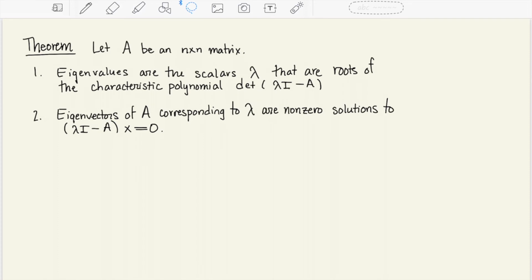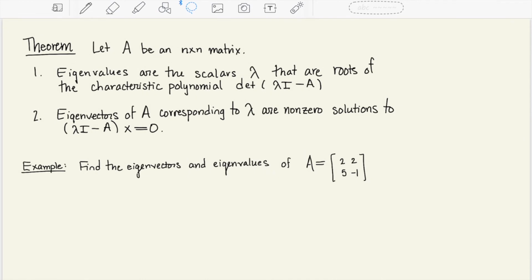One thing that I'll mention is that it doesn't matter whether you take lambda I minus A or A minus lambda I. Sometimes I do it one way and sometimes I do it the other way. You're taking an equation set equal to 0 and multiplying through by minus 1, so it doesn't really change anything. Let's now run through another quick example of a 2x2 matrix to see how this all works. We're going to find the eigenvectors and eigenvalues of 2, 2, 5, minus 1.